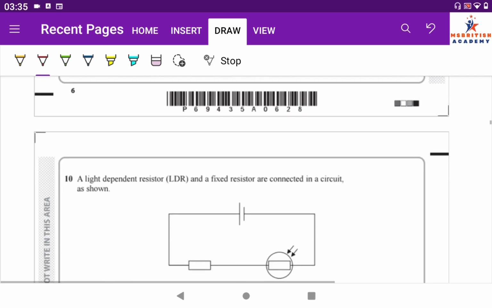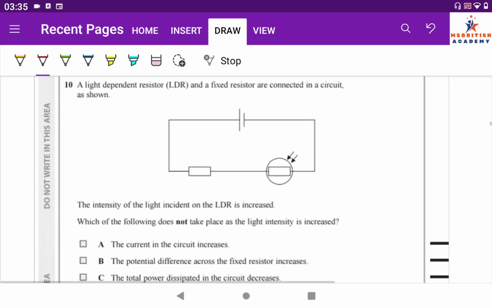Now the last one for section A, question number 10. A light dependent resistor LDR and a fixed resistor are connected in a circuit as shown. This is a resistor and this is the LDR. The intensity of light incident on the LDR is increased. Which of the following does not take place as light intensity increases?